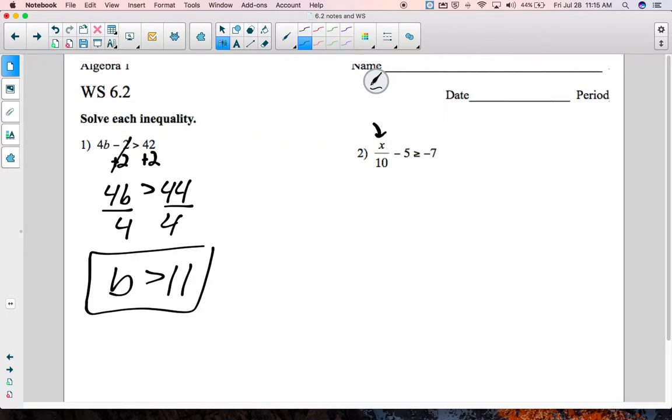Remember here x is being divided by 10. So to undo that, you will multiply by 10. But first, make sure you add 5 to each side. Then multiply by 10.